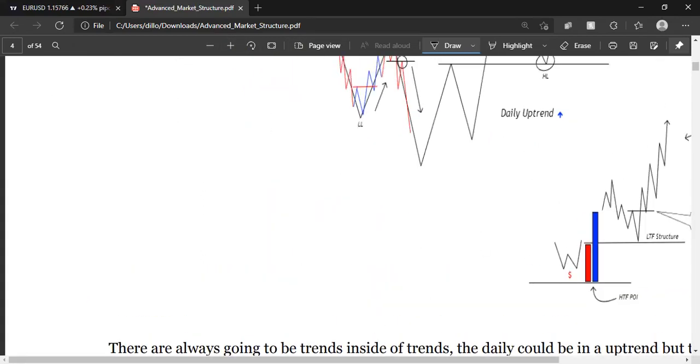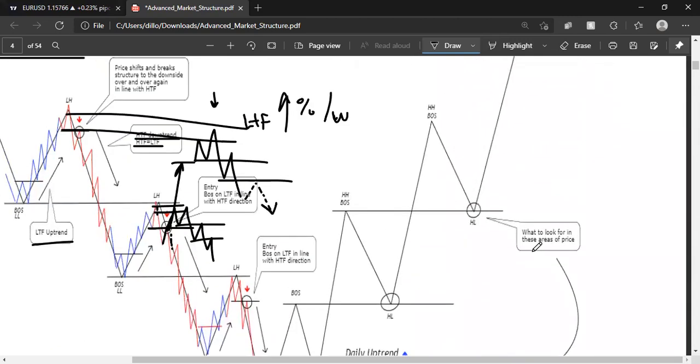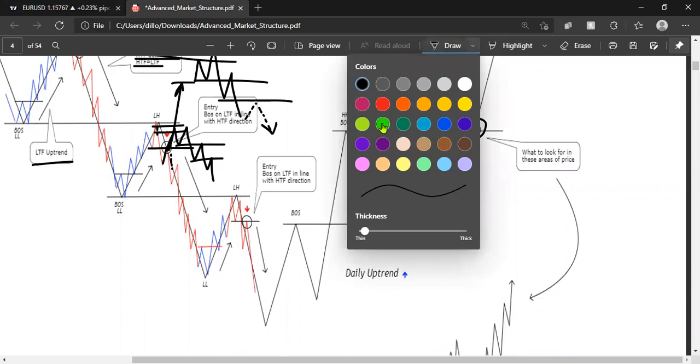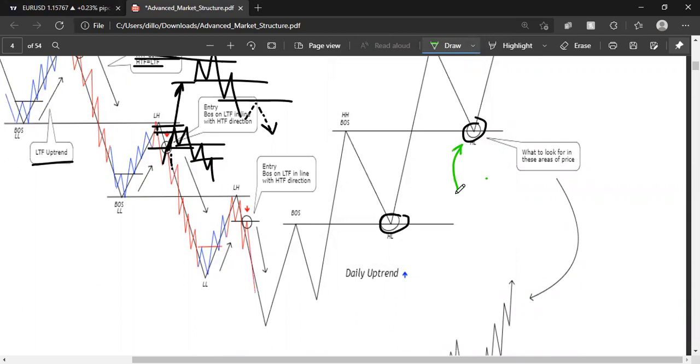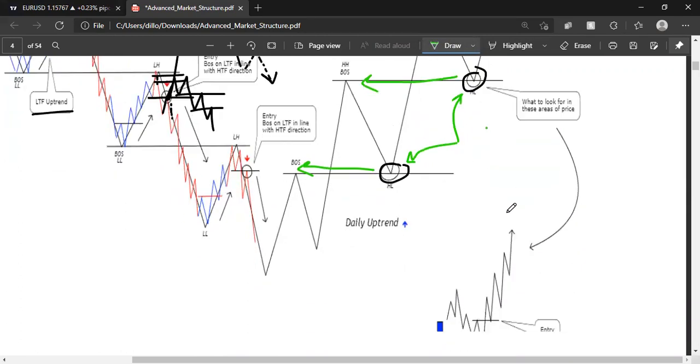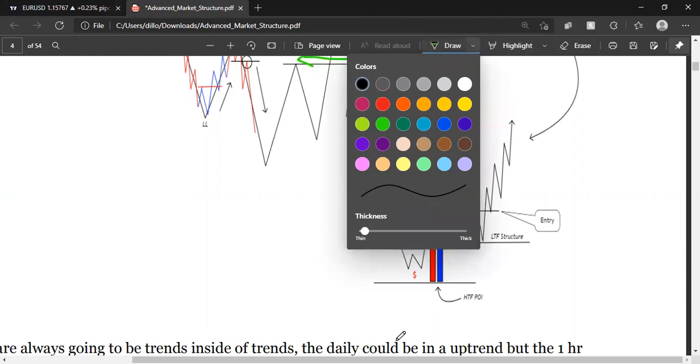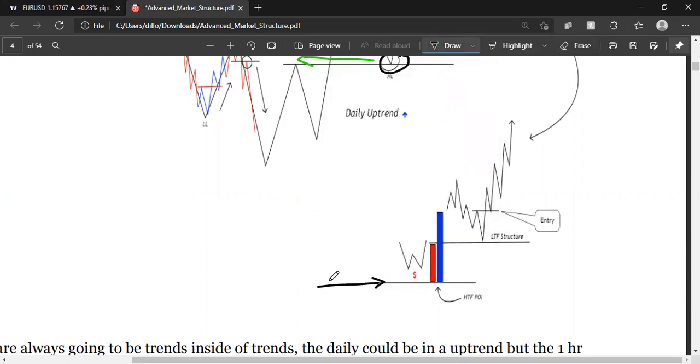So this is a good picture right here. What I'm showing here is in these points of interest, or these retracements, from this and this, what are we looking at? So say this right here is your higher time frame point of interest.